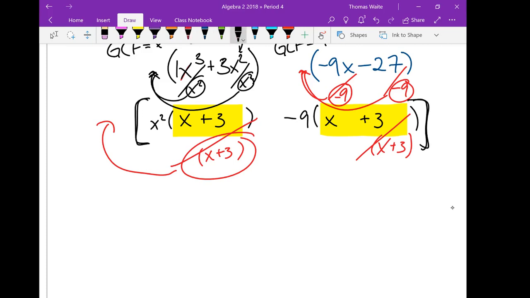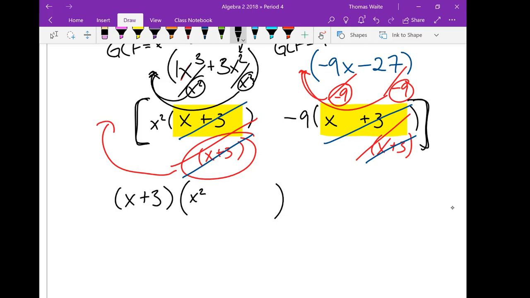I added brackets. I'm dividing out an x plus 3, so that leaves us x plus 3 divided by x plus 3. That disappears. X plus 3 divided by x plus 3, that disappears. So once we pulled it out, we're left with an x plus 3 out front. And then what's left over inside was just an x squared and a minus 9. An x squared from that first one, and a minus 9 from the second one.